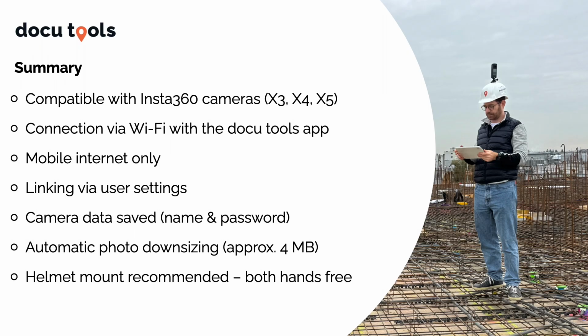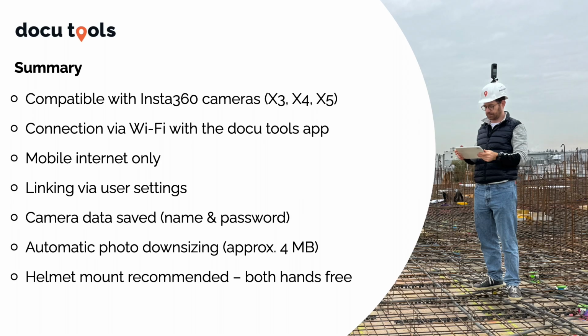To summarize everything, first of all, the new 360-degree image feature is exclusively available for Insta360 cameras, in particular the X3, the X4, or the brand new one, the X5. We've tested all of these cameras. Additionally, in the beginning of the research phase for this new feature, we tested various suppliers, but due to various reasons, we eventually agreed to support only Insta360, because for us it's the best camera on the market in this field.